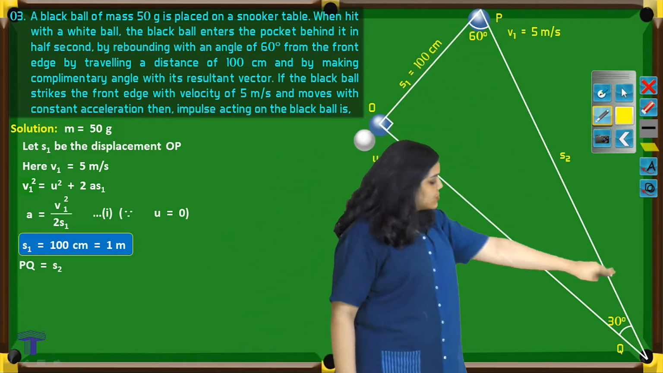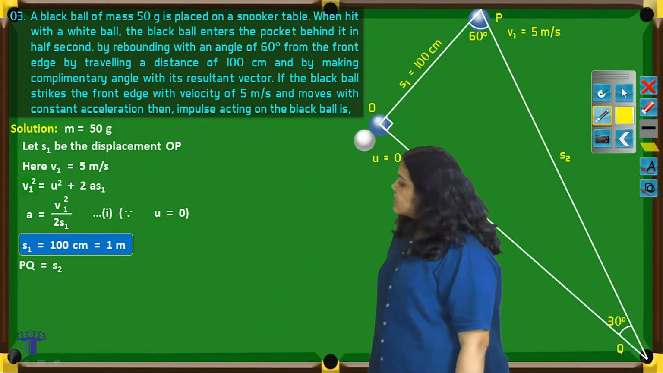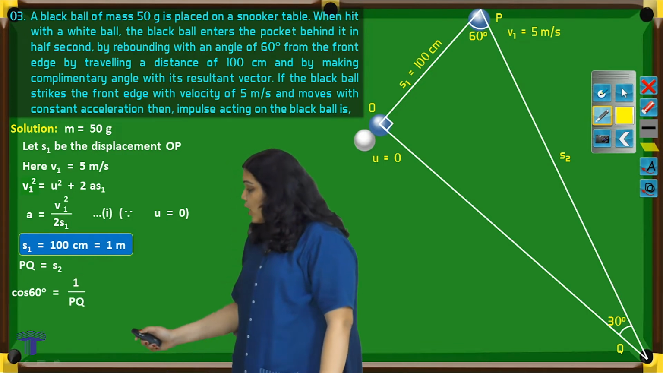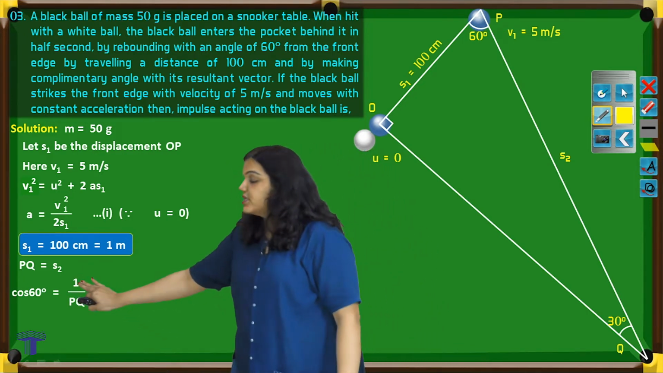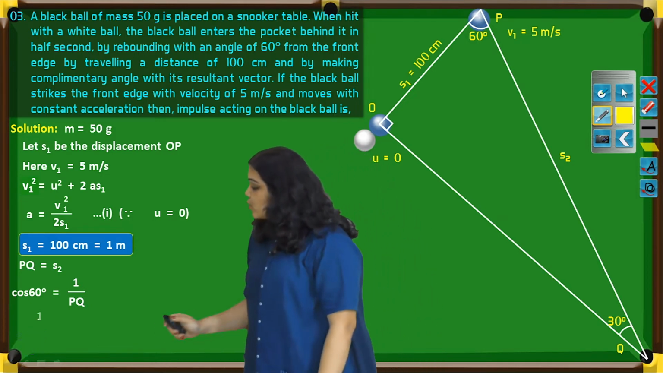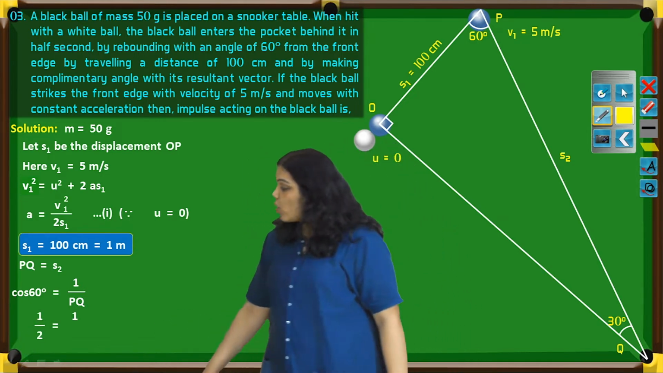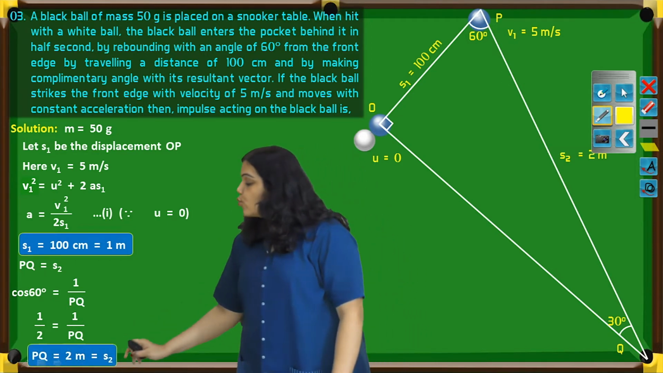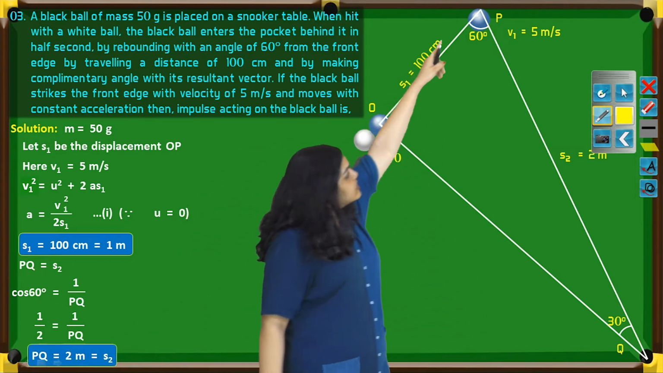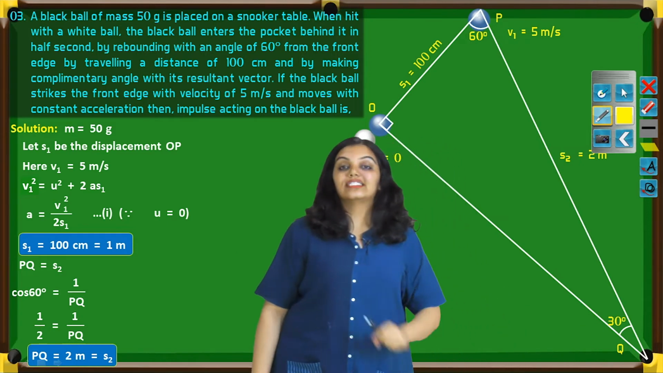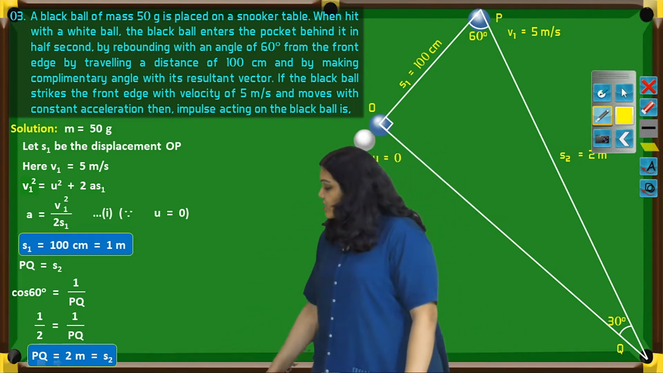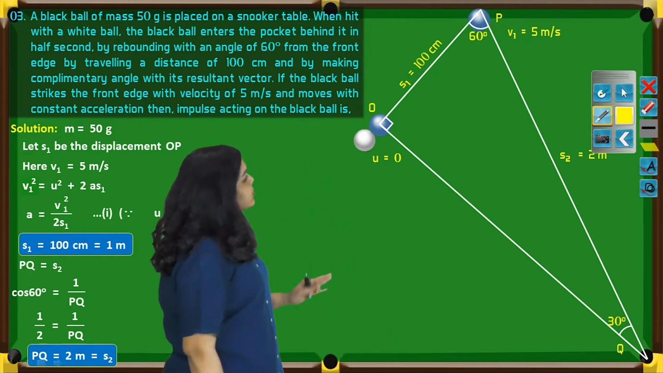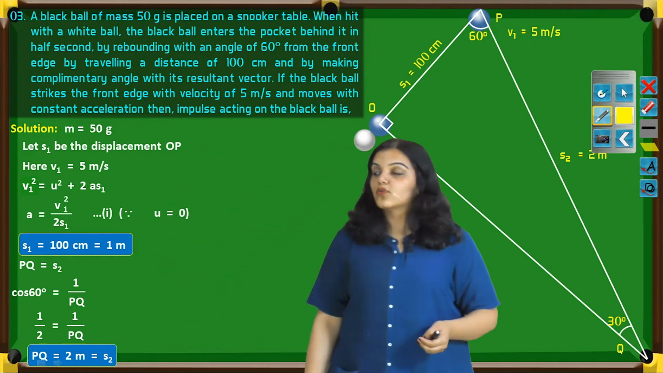The hypotenuse is PQ. So now I will say that cos 60 is equal to OP upon PQ, where OP is nothing but 100 centimeter or 1 meter and PQ is the hypotenuse, and cos 60 I know is half. This gives me the value for PQ, that is 2 meters. So I have found this distance PQ, that I will call S2, that is 2 meters. So I have S1 as 1 meter and S2 as 2 meters.